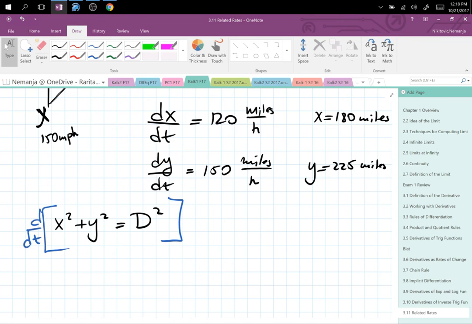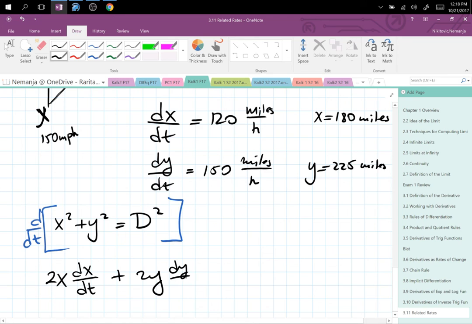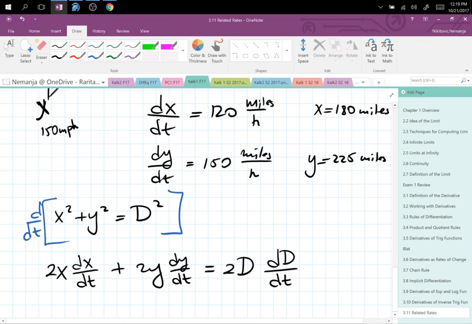What's the derivative of x squared with respect to t? Nice. What's the derivative of y squared with respect to t? Nice. And what's the derivative of the distance between two airplanes with respect to t? Great. If you stare at what you have and what you need, you should be able to solve the problem quickly.